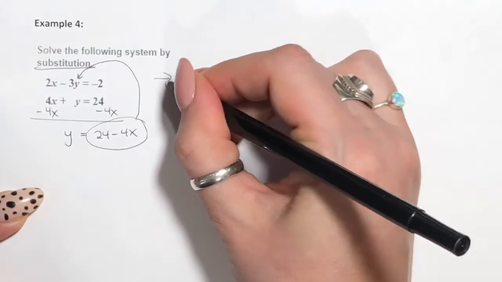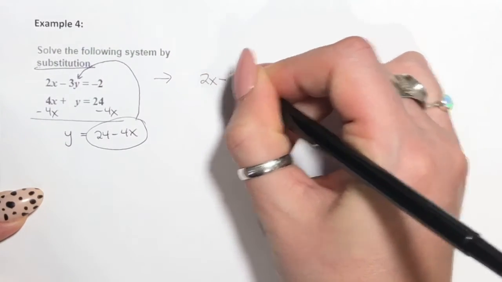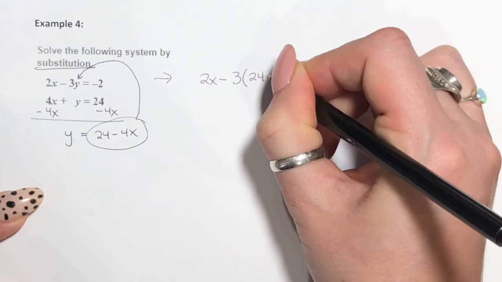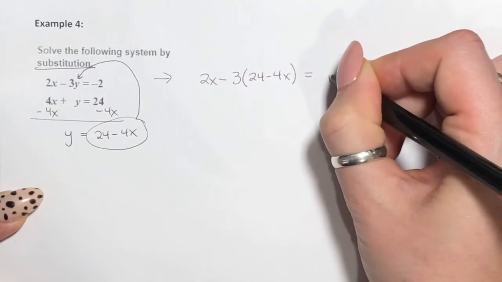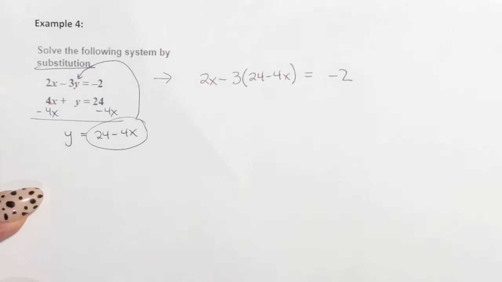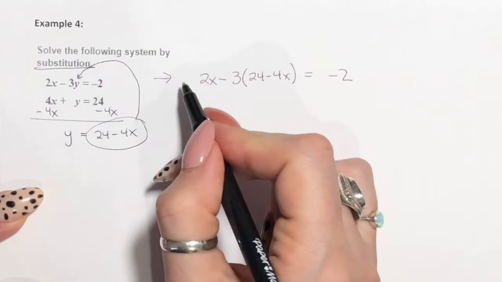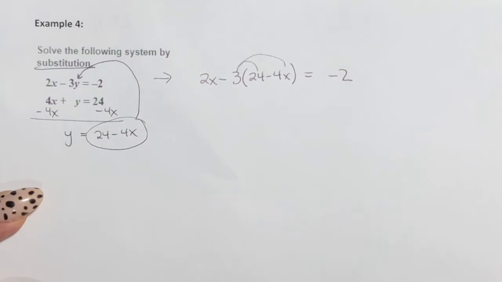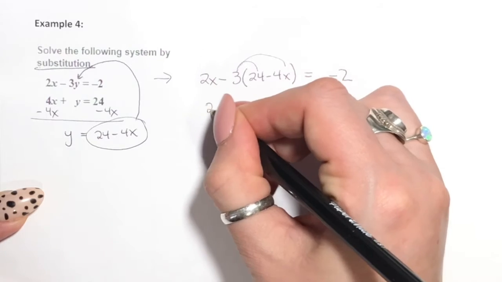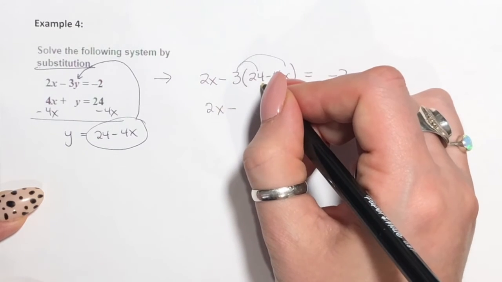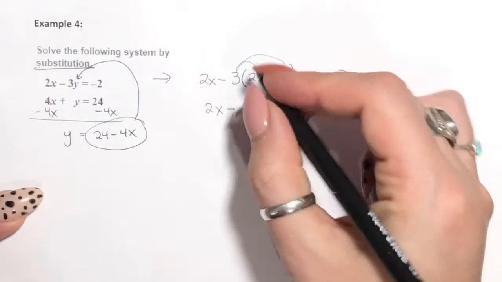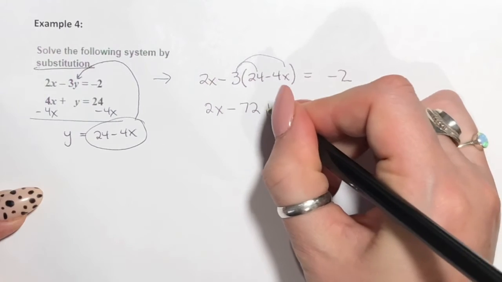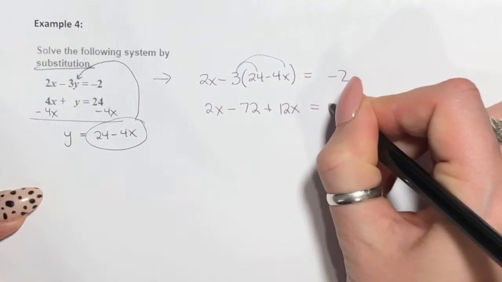So if I do that, I keep the 2x, but then I'm going to minus 3, but then instead of y, I'm going to substitute in the 24 minus 4x, equal to -2. And the whole reason we did that is now I have no y's in this equation, I just have x's. So we're going to simplify. First we need to distribute that -3 through. So we have 2x, and then 3 times 24, 72. And then -3 times -4x will turn to a positive 12x.